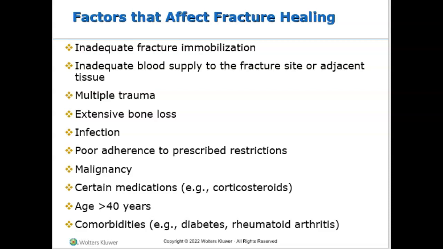Infection can set in. They may have poor adherence to the restrictions that we tell them they need to do. There may be malignancies involved, in which case we may never see it heal, or it will be significantly delayed. Certain medications, which I've also mentioned previously, affect the blood supply to the bones. So one of those is corticosteroids. Another might be antivirals. There's another big one too, some antipsychotic medications. If they're over age 40, or if they have other comorbidities like diabetes or rheumatoid arthritis, that's going to affect circulation.